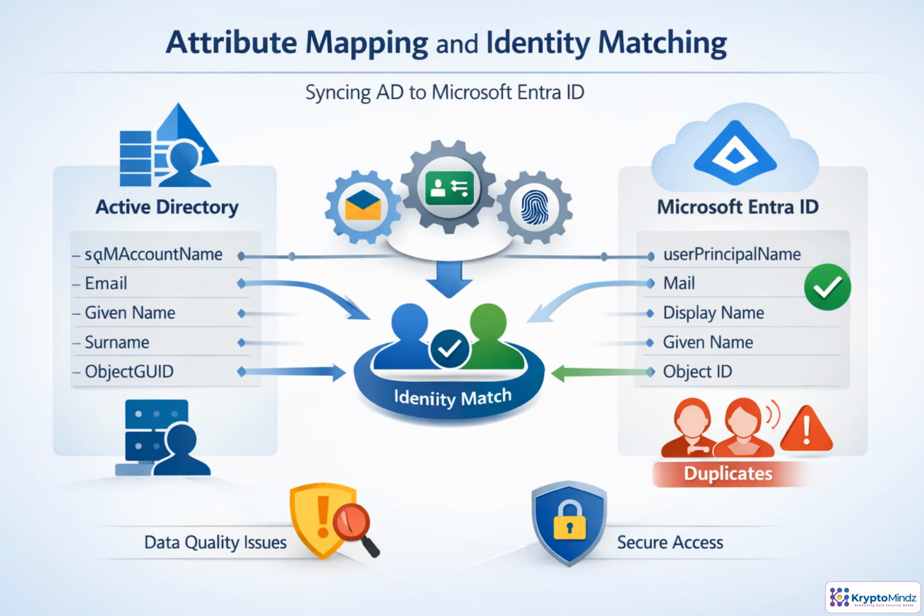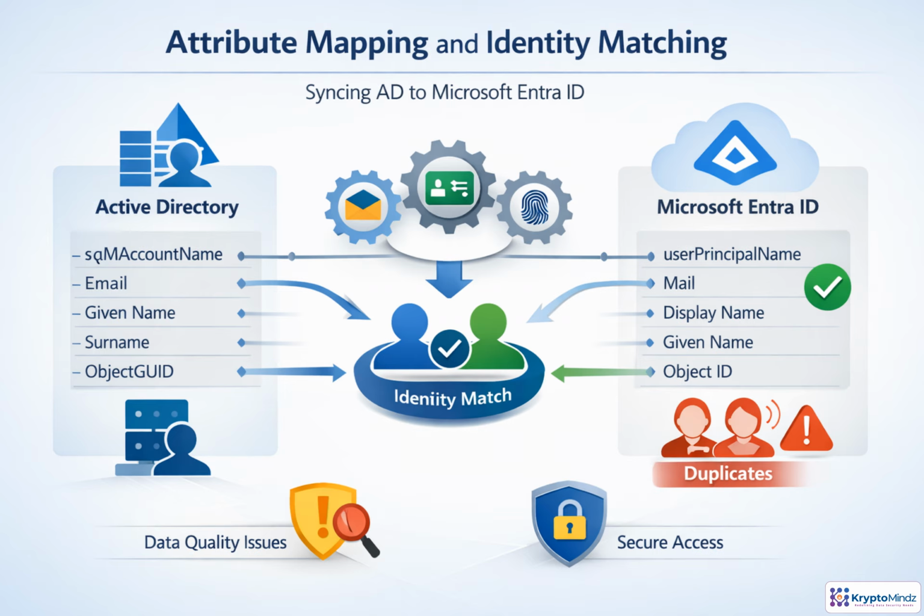Attribute mapping is the translation layer between Active Directory and Microsoft Entra ID. Values like UPN, mail, display name, proxy addresses, and object identifiers determine how a person is represented in the cloud. Identity matching then decides whether an existing cloud account should be linked to an on-premises account instead of creating a duplicate. This is why data quality matters.